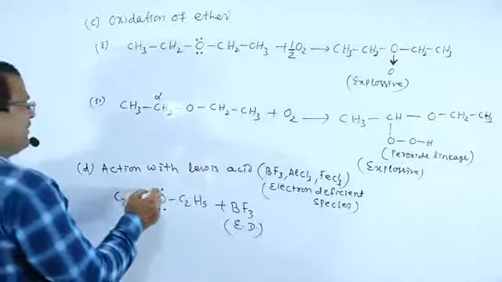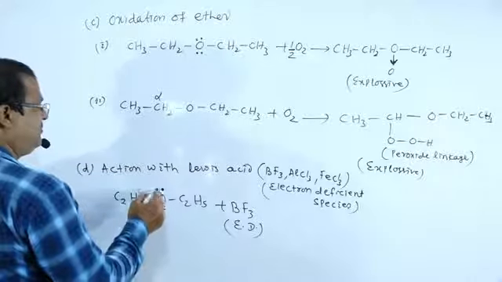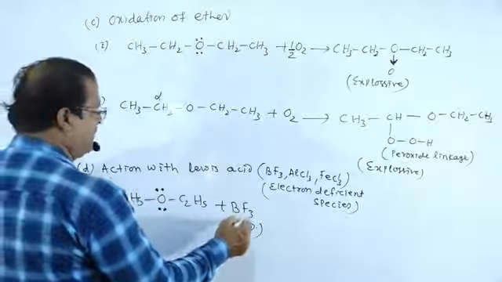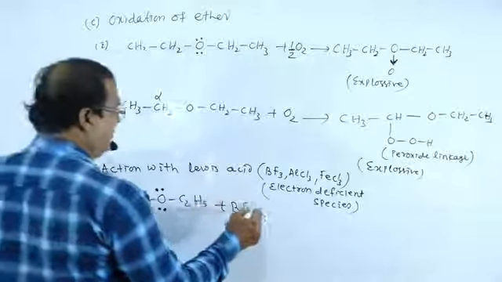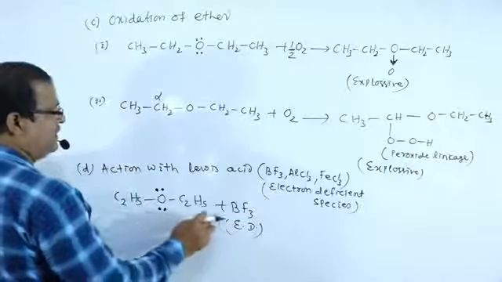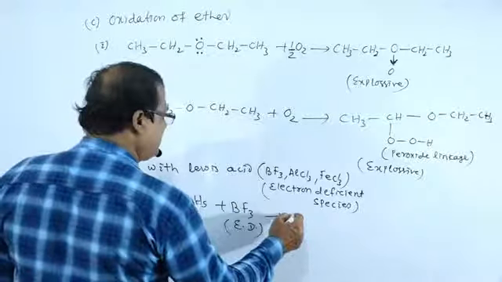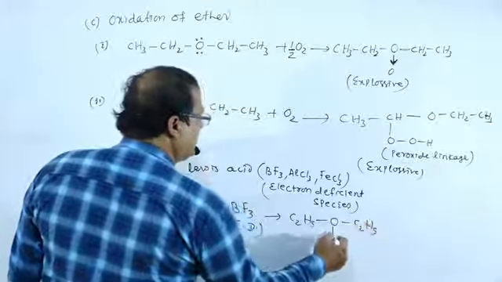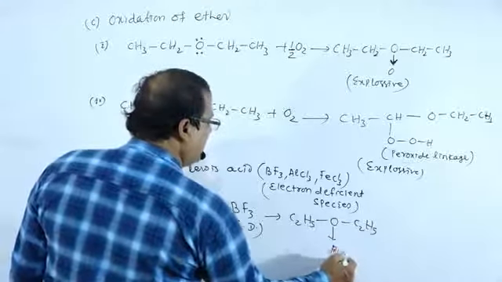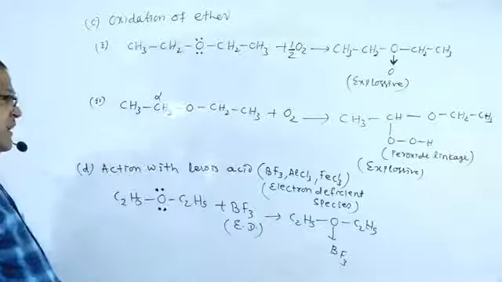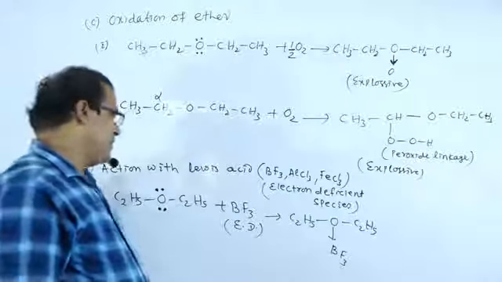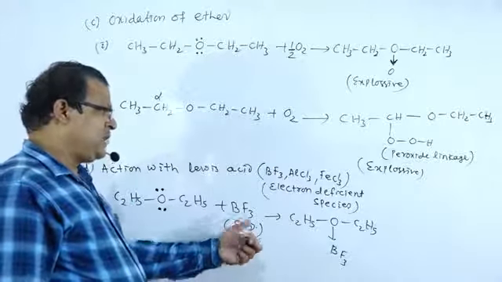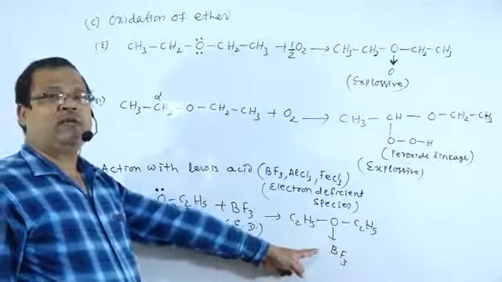So the oxygen atom that contains a lone pair of electrons is added with BF3. This will donate the pair of electrons and this will accept the pair of electrons. So there is the formation of C2H5-O-C2H5 added with BF3. That is the formation of a coordinate covalent or dative bond, so there is the formation of that coordinate covalent or dative bonded compound.